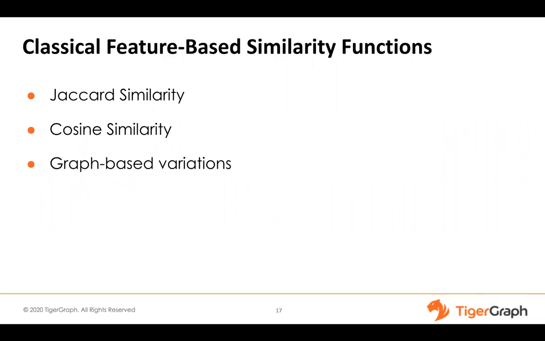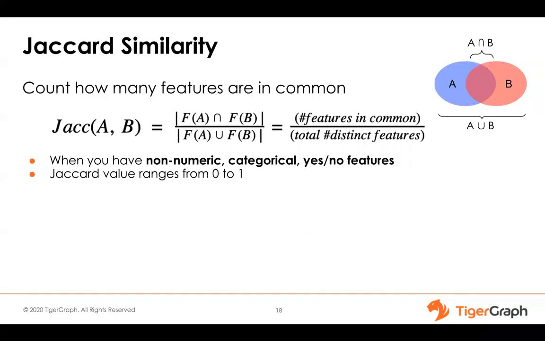So I'm going to start with Jaccard similarity and cosine similarity, probably the 2 best known similarity measures. And then we'll do some graph-based variants of those. So Jaccard similarity counts how many features 2 entities have in common. The mathematical formulation typically looks like this, where f(a) means the feature set of a.